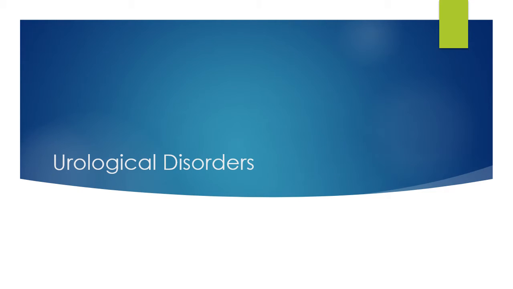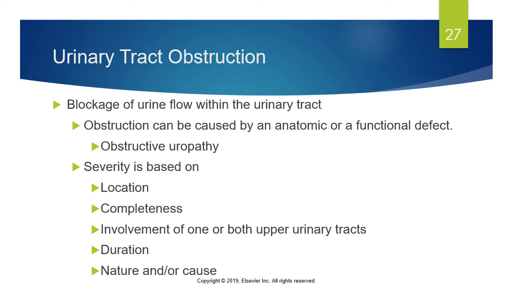We'll start the discussion of abnormalities with urologic disorders. You can have urinary tract obstruction, which is blockage of urine flow from the urinary tract. And obstruction can be caused by obstructive uropathy, whether there's an anatomic or some kind of functional defect. Severity depends on where it's located, how complete the obstruction is, whether it involves one or both upper urinary tracts, how long it's been obstructed, and what the underlying cause is.